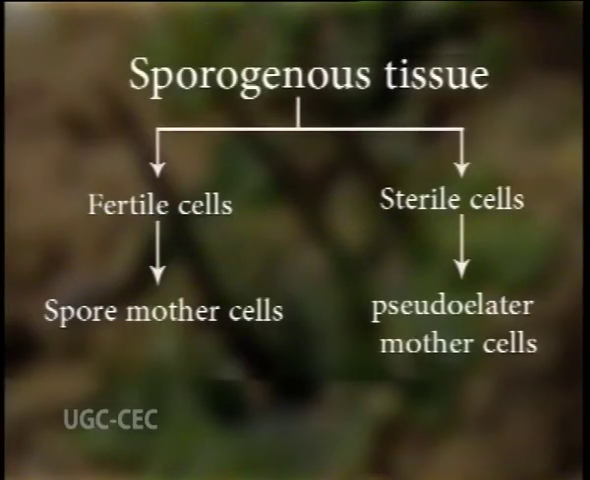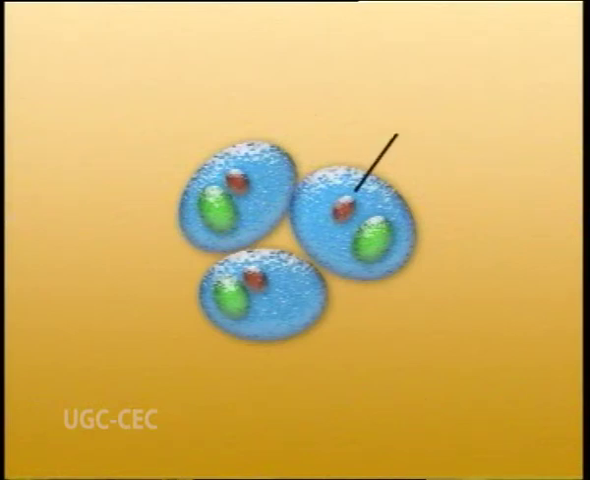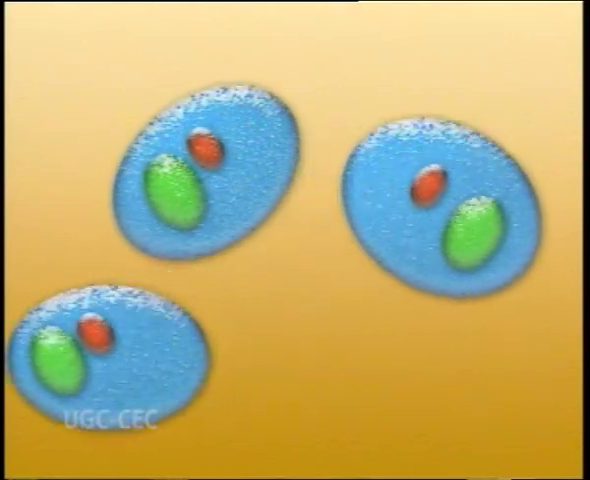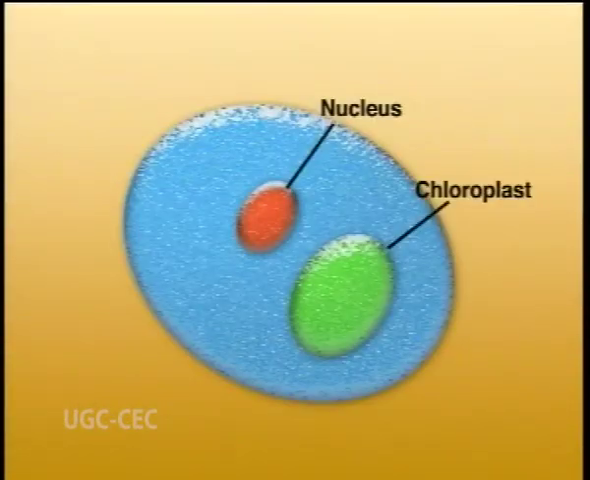The sporogenous tissue differentiates into 2 kinds of sister cells, namely fertile cells and sterile cells. The former gives rise to spore mother cells and the latter to pseudoelater mother cells. As far as the spore mother cells are concerned, they are large cells, oval to spherical in form. Each cell contains granular, denser cytoplasm, a distinct nucleus, and a chloroplast. The young spore mother cell increases in size, separates from other cells, and becomes spherical in form.